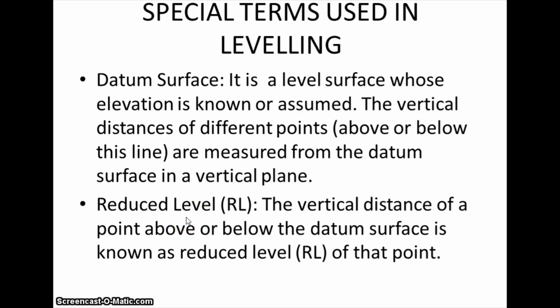Second definition is about the reduced level. In short form we call it RL. So what is that? The vertical distance of a point above or below the datum surface is known as the reduced level of that point. So here what we are doing, we are taking the vertical distances from the datum surface, sometimes above the datum surface, sometimes below the datum surface. So that is called reduced level.